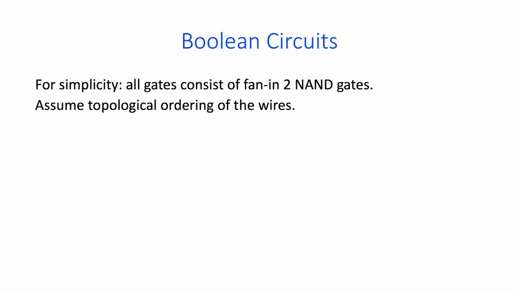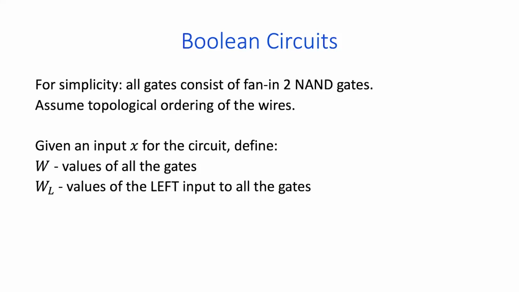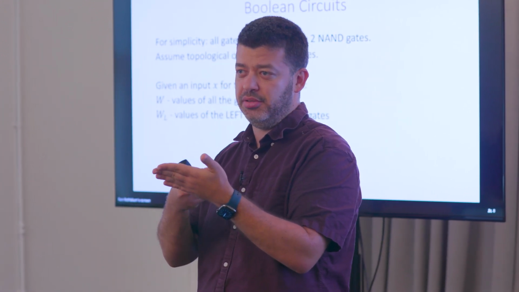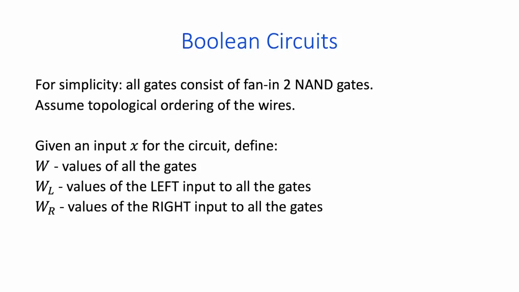And I'm going to assume some topological ordering of the wires. If we look at some input x for the circuit, or input x and the corresponding witness w, I want to define capital W to be the values that all of the wires in the circuit obtain, sorted according to the topological ordering. I'll define WL as the same thing, where instead of, when I hit index I, or gate I, instead of wire I, let's say gate I, instead of taking the value of the gate, I take the value of its left input. And similarly, WR will be the value of the right input. Okay, so once you have a circuit and you fix an input, you can define all of these things.